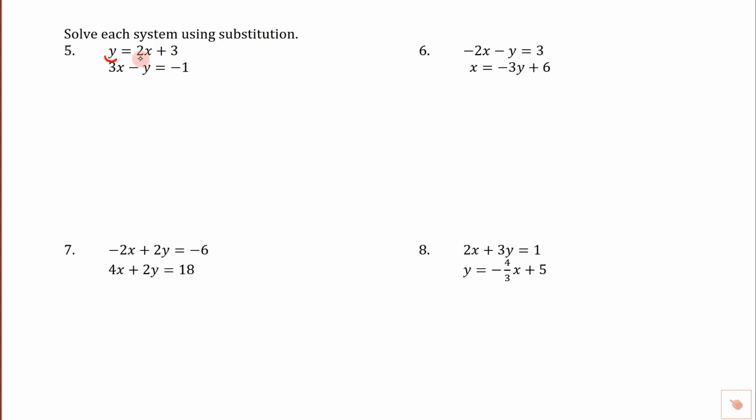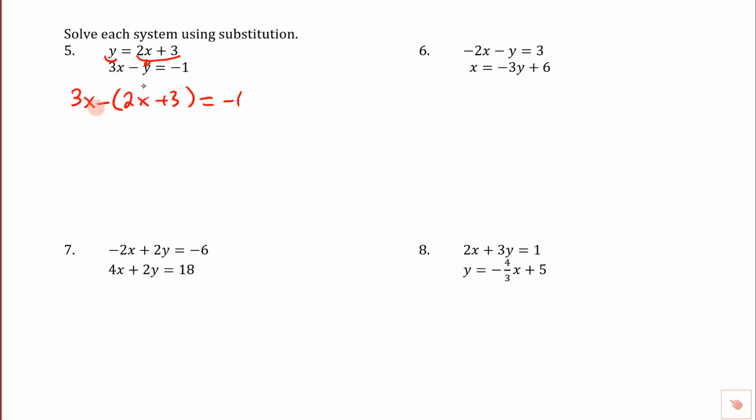This one's set up for substitution. Wherever there's a y, we're going to put a 2x plus 3. So we're going to put that right in here. So this is going to be 3x minus, and then wherever there's a y, it's always a good idea to plug in parentheses. We're going to put this stuff right here. So this is a 2x plus 3, and then that equals -1. So we're rewriting the second equation.